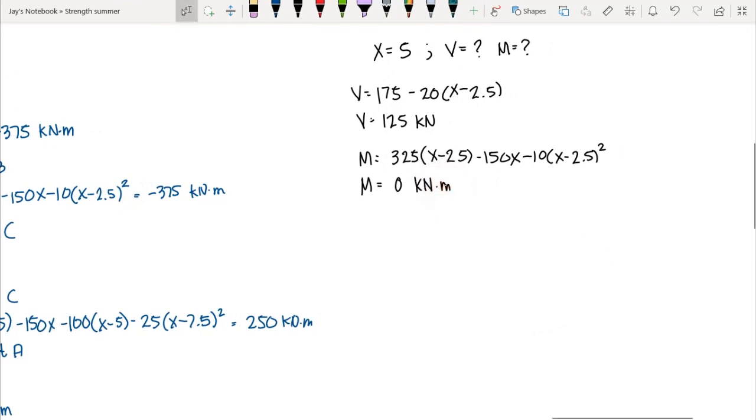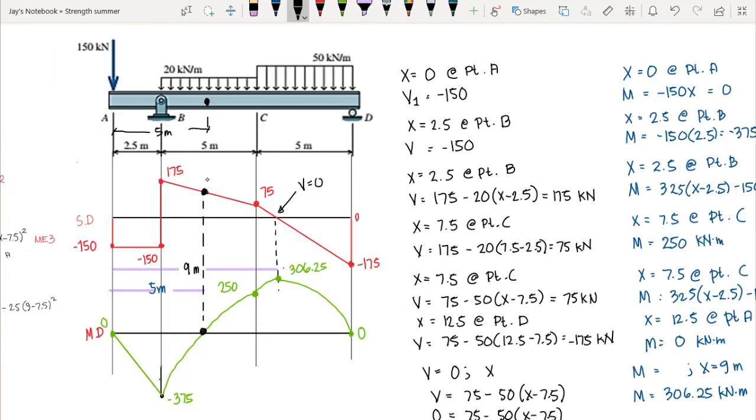So therefore, at x equal to 5, we don't have moment. So we could say that the shear at this point, which is 5 meters from A, is 125 kilonewton. And the moment at this point, which is also 5 meters from A, is 0 kilonewton meter, which means that we do not have moment at this point. So I know that moment equation is very long, but I have the easiest method, which is shear and moment diagram using area method, which will be discussed to you in the videos to come.